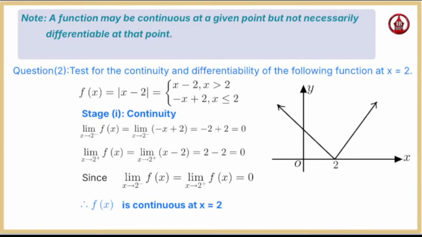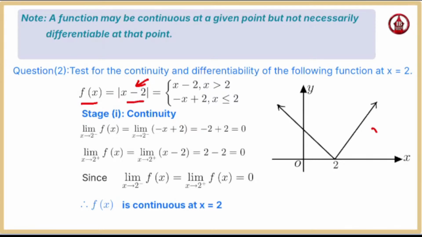Now, look here, I wrote a note here so that you remember this thing. A function may be continuous at a given point, but not necessarily differentiable at that point. See, a function may be continuous, but not differentiable at a given point. For that, I am explaining you this property by second question. I wrote here second question as test for the continuity and differentiability of the following function at x is equal to 2. The function is f of x is equal to absolute value of x minus 2.